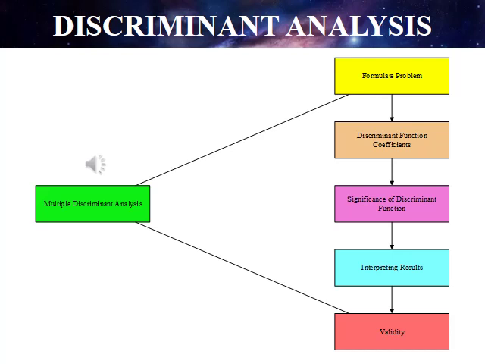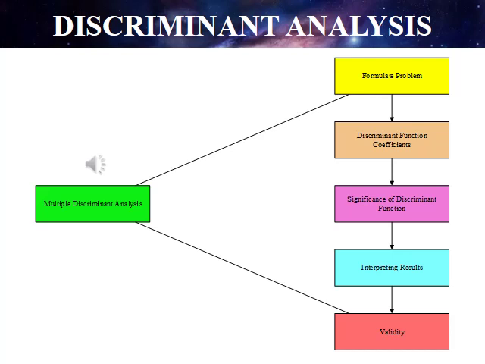The criterion variable must consist of two or more mutually exclusive and collectively exhaustive categories. The next step is to divide the sample into two parts. One part of the sample, called the estimation or analysis sample, is used for estimation of the discriminant function. The other part, called the holdout or validation sample, is reserved for validating the discriminant function.